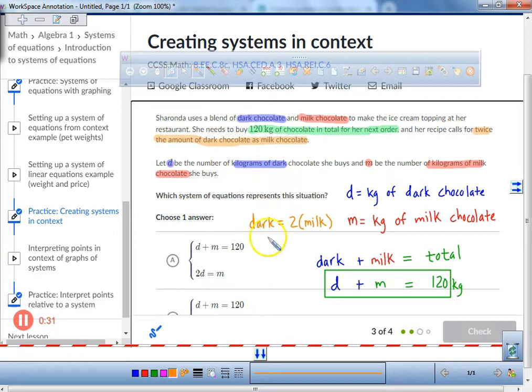dark. Okay, so what letter did we use for dark? D. And what letter did we use for milk chocolate? M. So the dark chocolate has to be what? Twice the amount of milk chocolate. So these are the two equations that I'm looking for. Now, by the way, guys, I'm going to show you the substitution method. All right, so we're just going to go over here.